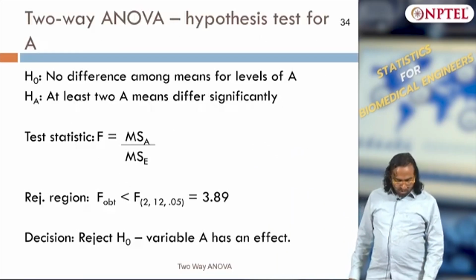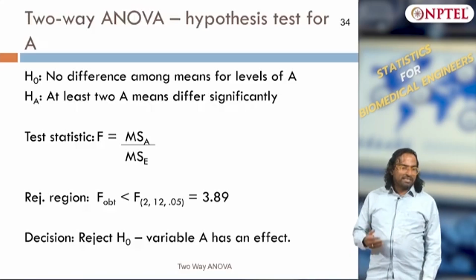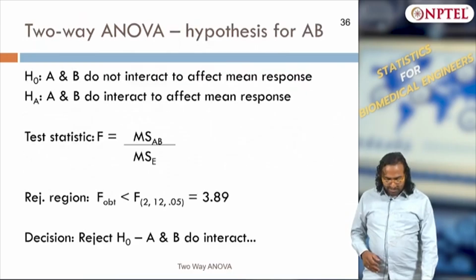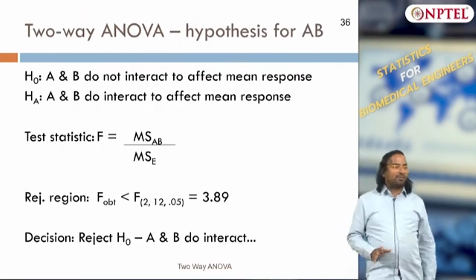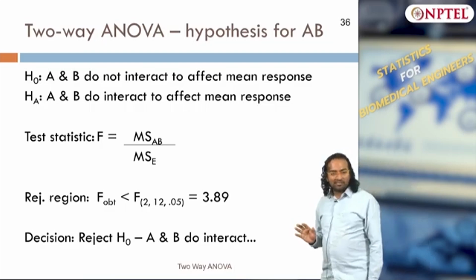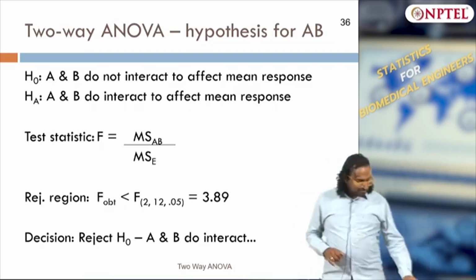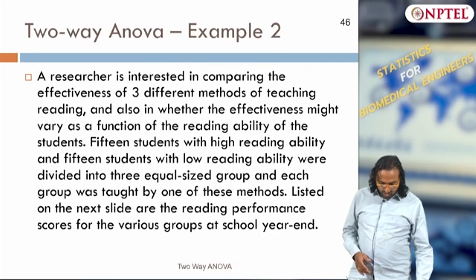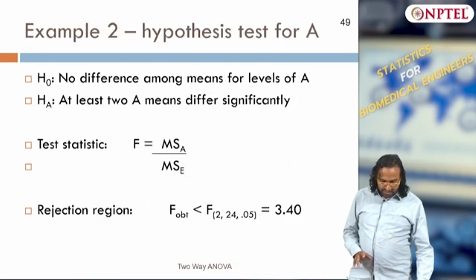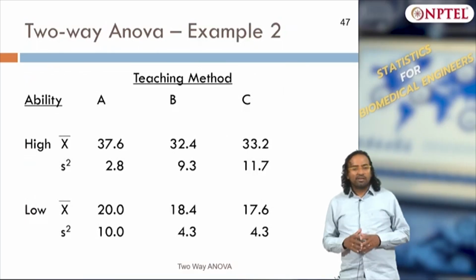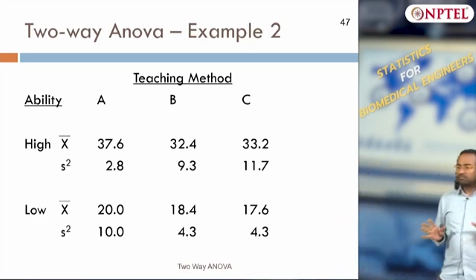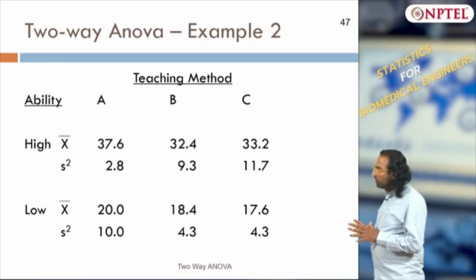Now you could do MSA by MSE, MSB by MSE. So now you can do all these 3 hypothesis tests including interactions, clear. So one more example I have given, okay. So I hope you guys can solve it and then check for yourself, okay. So that completes our 2-way ANOVA, okay.